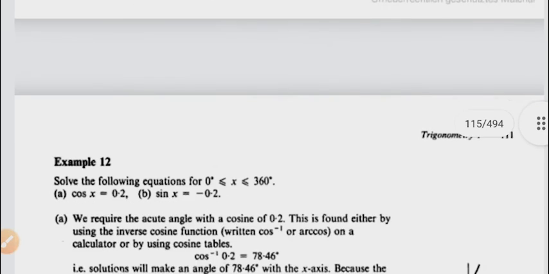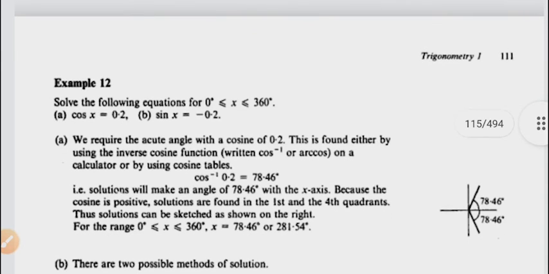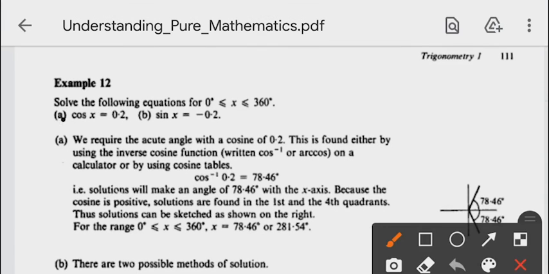I want you to note that. I want you to do this for me: cos x and sin x. I think you can do that now.